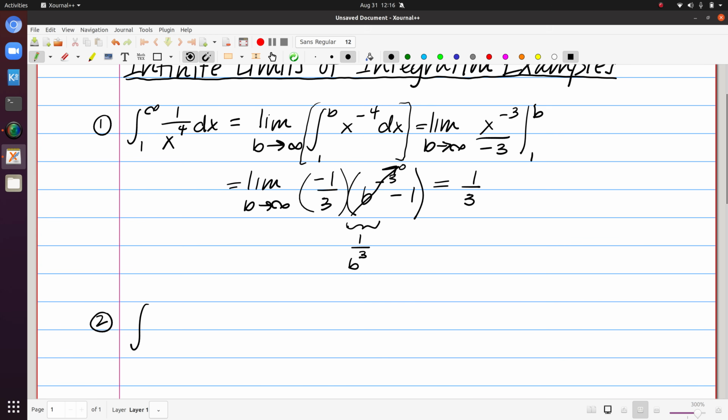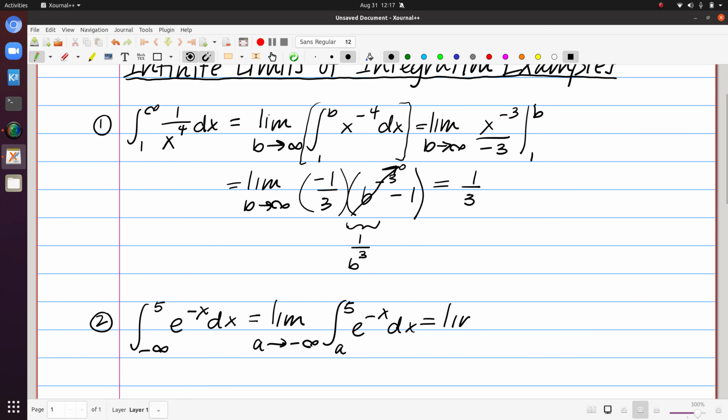Another example, if we integrate from minus infinity to 5 the function e to the minus x, we can define that as the limit as a approaches minus infinity of the integral from a to 5 of e to the minus x. So we're taking the limit in the last step, and our antiderivative is minus e to the minus x, where we're evaluating from a to 5.